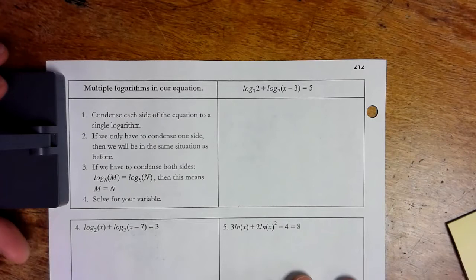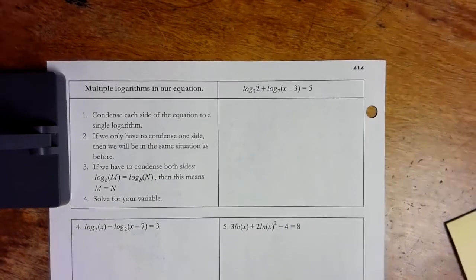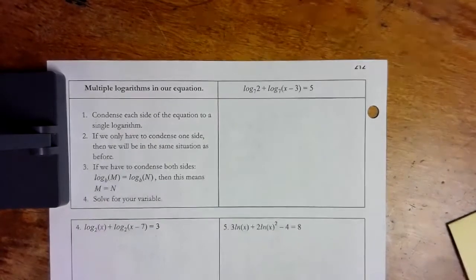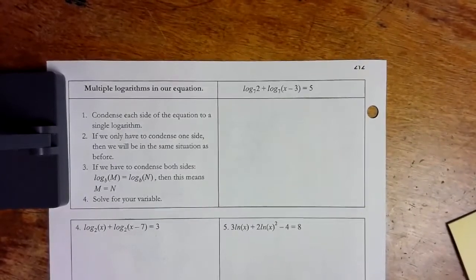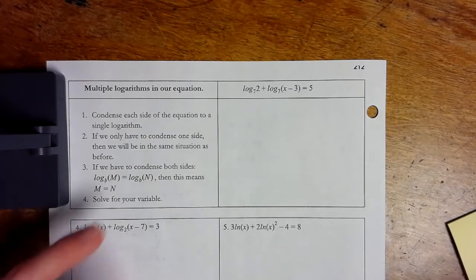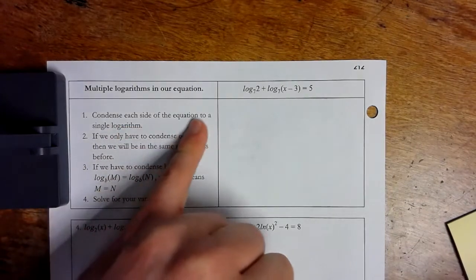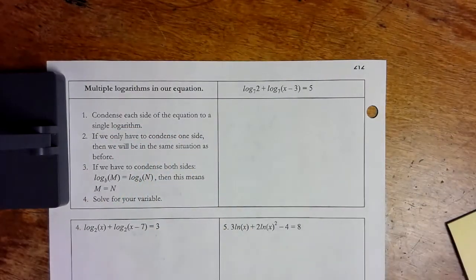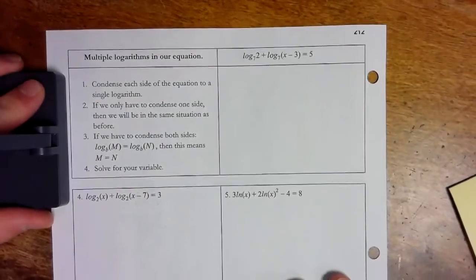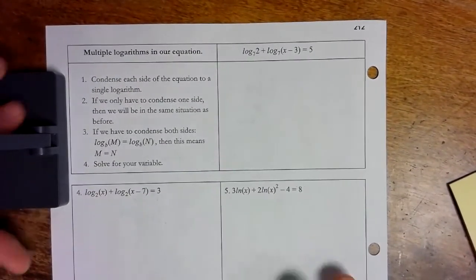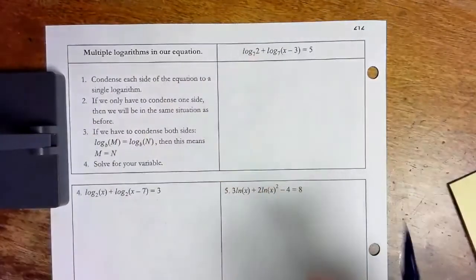Well, first off, we need to make sure the bases are the same. If the bases weren't the same, we'd have to get a little creative with how we're going to solve it. Luckily, in this case, all the bases are the same, so we're good to go. It says condense each side of the equation to a single logarithm. So think back to all those log properties that we learned a couple of videos ago and how we can take multiple logs and bring them together.